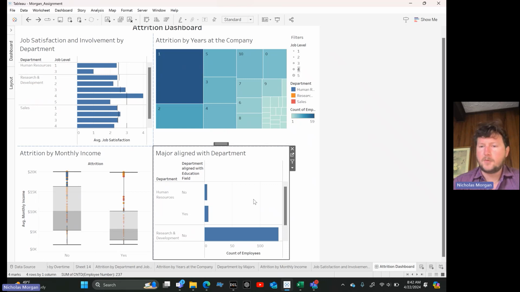I know myself as a young guy getting out of college, I majored in management. I saw other people major in finance and accounting. I didn't exactly see people who majored in finance and accounting wanting to go work in botanical sciences. That is not a related field. But yeah, overall, I see a huge trend with the attrition by monthly income.